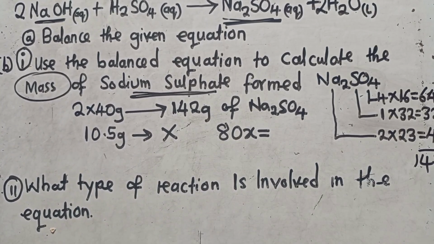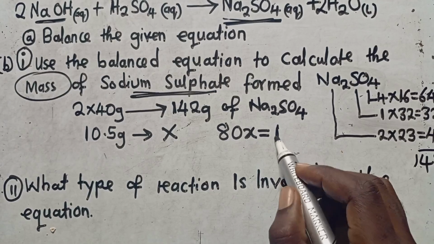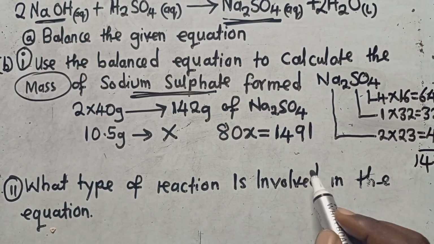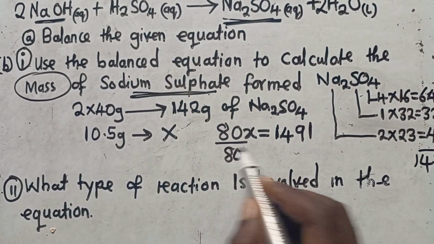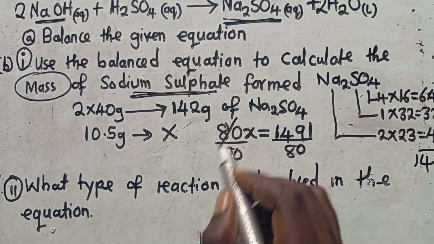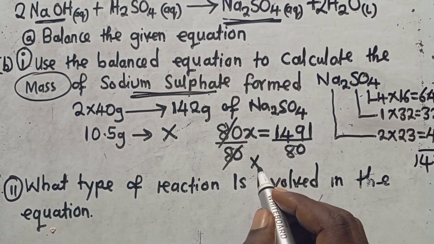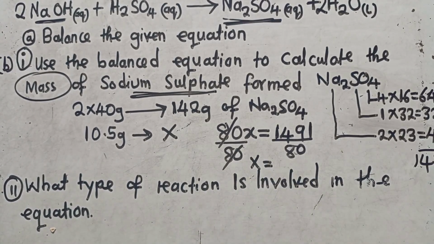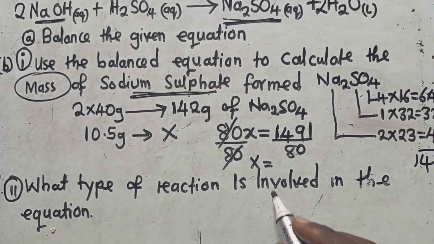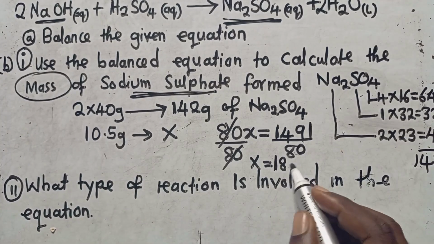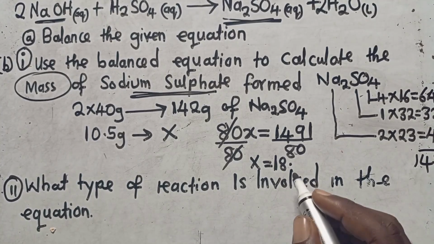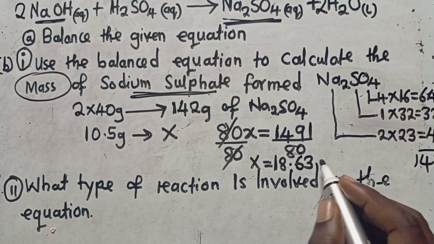The answer that I'm getting is 1491. I divide both sides by 80. This and that cancel. Then I say X is now equal to... if I divide by 80, what am I getting? The answer that I'm getting is 18 point... 18.63.